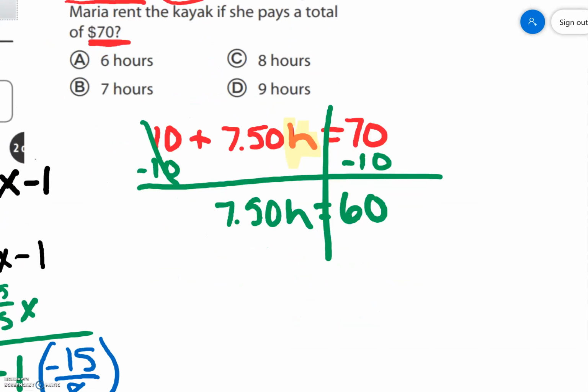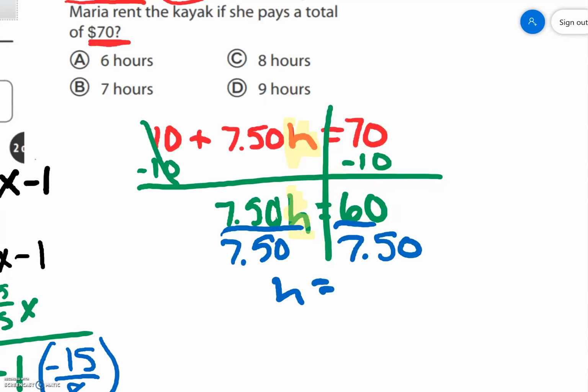So then again, to solve for h, to get h alone, 7.50 is being multiplied, so we're going to divide it on both sides. 60 divided by 7.50 equals 8. So she can rent the kayaks for 8 hours.